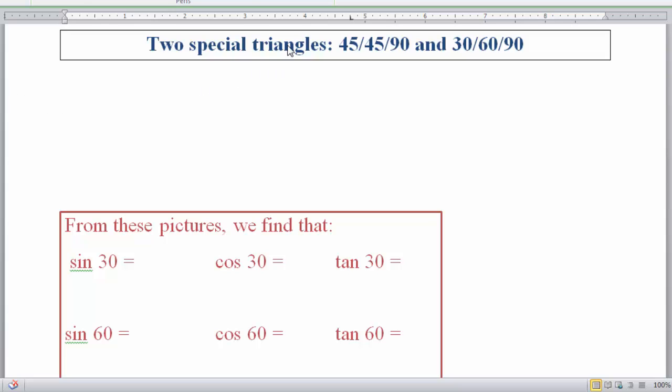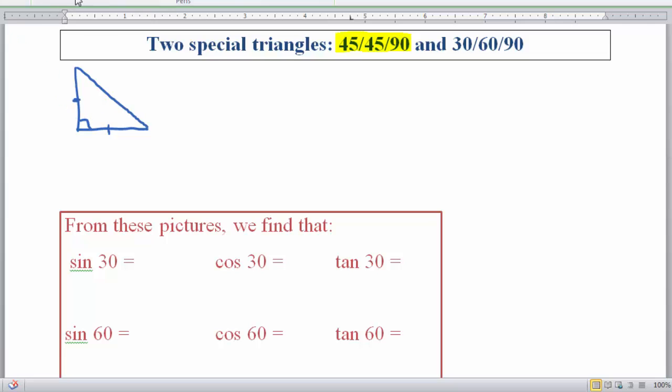All right. So a 45, 45, 90 triangle is actually what is known as an isosceles right triangle, and an isosceles right triangle has two equal length legs. Right? That's pretty close, I guess, right? So you're saying that this leg here and this leg here are the same length.